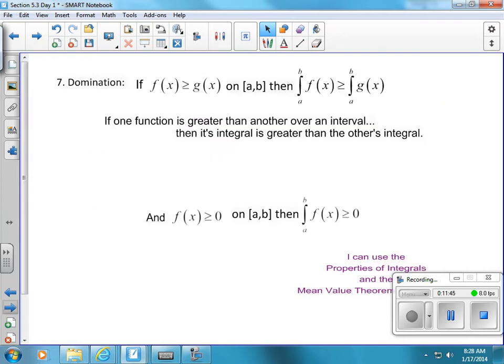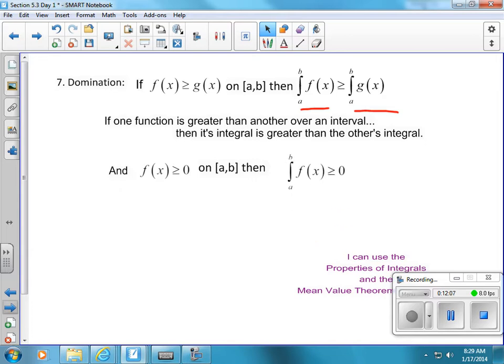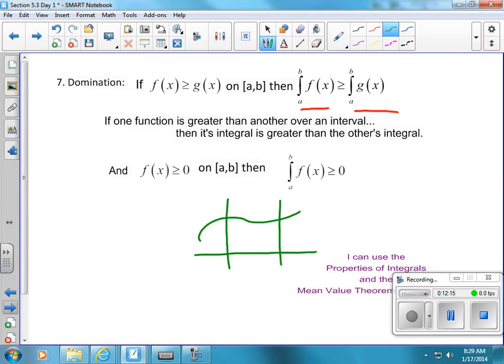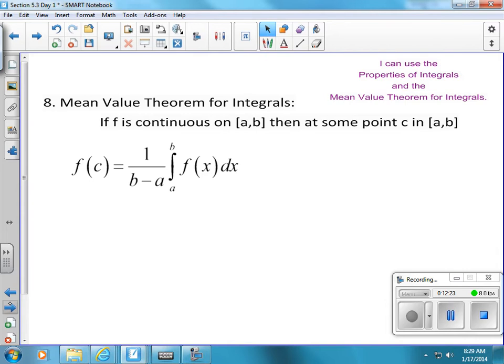The next problem is domination. It says that if a function value f is greater than a function value g on a to b, then the area under the curve will also be greater. Okay, so that is just a domination theory, and it makes sense. And also it is true that if the function value is above 0 between a and b, then the area under the curve will be above 0 between a and b. Okay, so that's just kind of a statement.